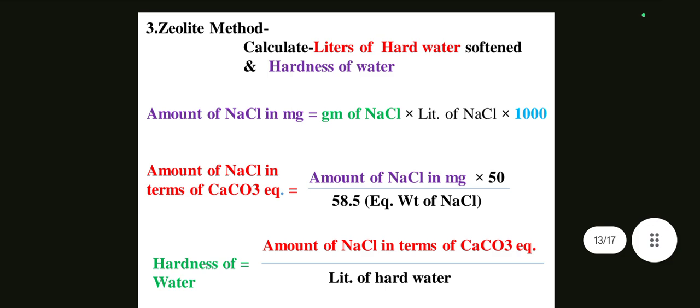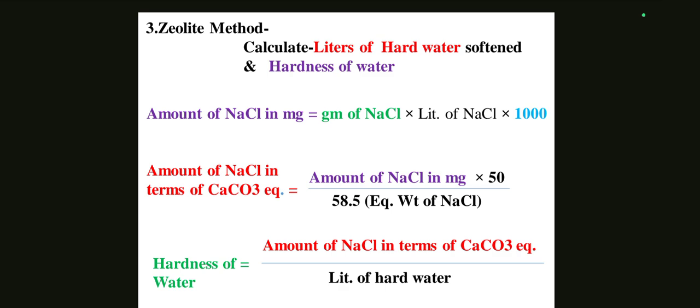Now the last type of numerical we are going to see is the numerical on the zeolite method. And in zeolite, you have to find either the liters of hard water or the hardness of the water. Here you will need 3 formulas, compulsory 3 formulas. You will have to remember these three formulas. Without formulas, right, no one can solve the numerical.